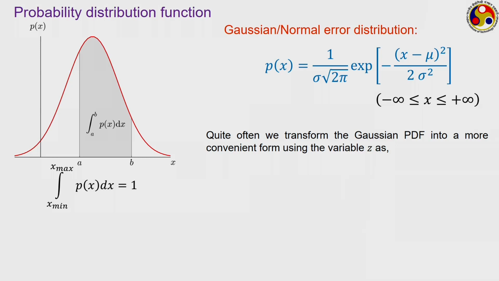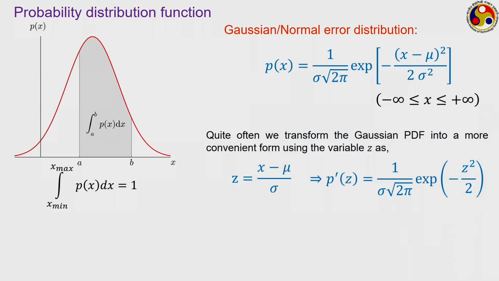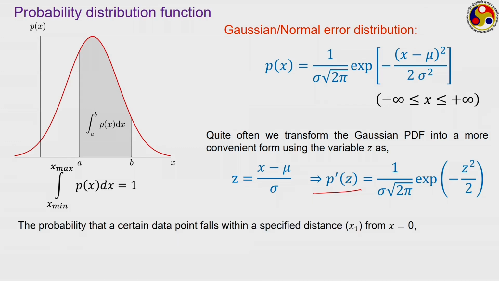Quite often we transform the Gaussian PDF into a more convenient form using a variable z, such that z equals x minus mu upon sigma. If we put the expression of z there, then we get a modified function p prime z, having a form like this. A range of z can be defined based upon x itself, but as x ranges from minus infinity to plus infinity, z also ranges from minus infinity to plus infinity. Now, the probability that a certain data point falls within a specified distance x1 from 0.